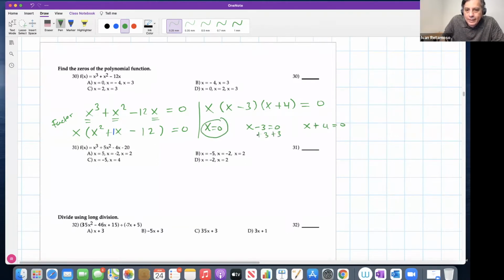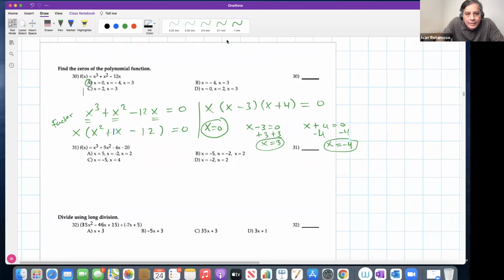Plus 3, x equals 3; minus 4, x equals minus 4. Notice the final solutions are opposites of the numbers that appear in the factorization. Positive 4 appears in the factorization, negative 4 is the solution. So don't get confused, guys. These three together, so that is shown on choice A.